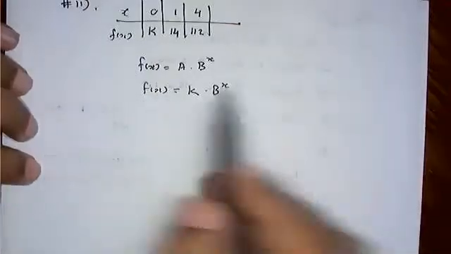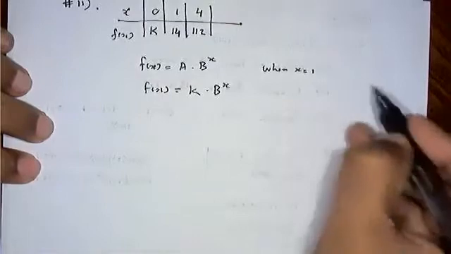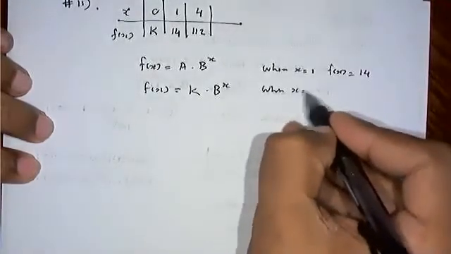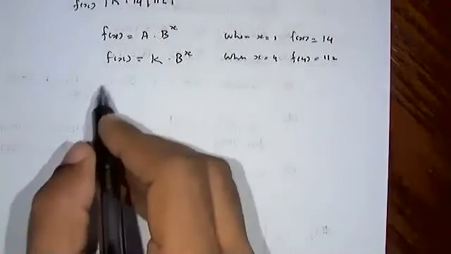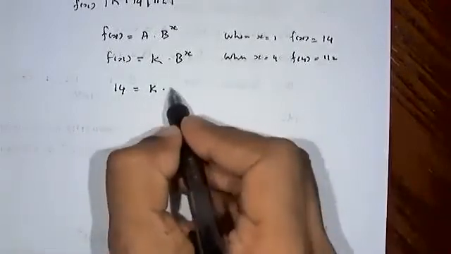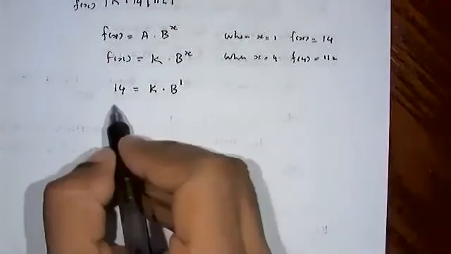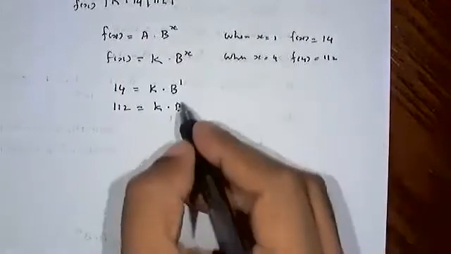So what we know in terms of this function, if I use these 2 points given to me: when x equals 1, the function is equivalent to 14. When x is 4, the function is equivalent to 112. So how can I use this given information and find the b value? If I plug those points into this equation, when the function value is 14, I will get k times b. Both of them I don't know at this time, but I know the x value is 1. Similarly, if I use the second point, 112 is equivalent to k times b to the power 4.